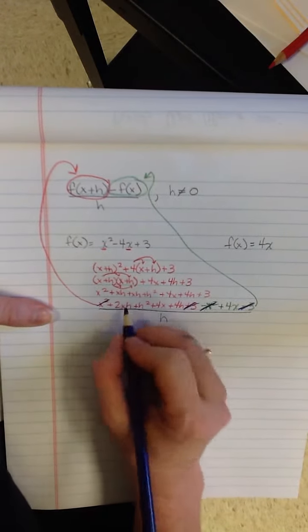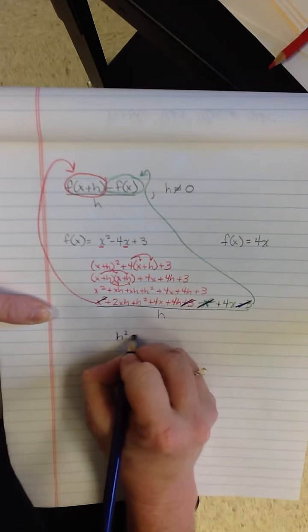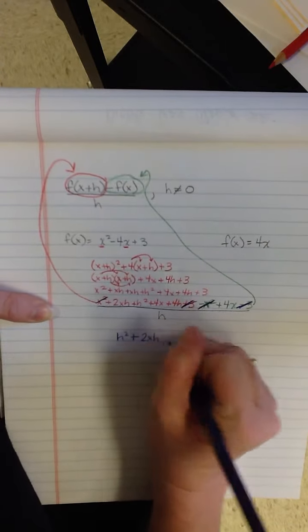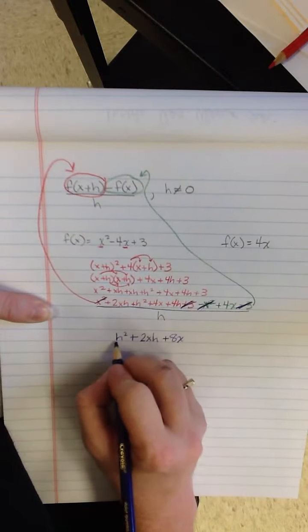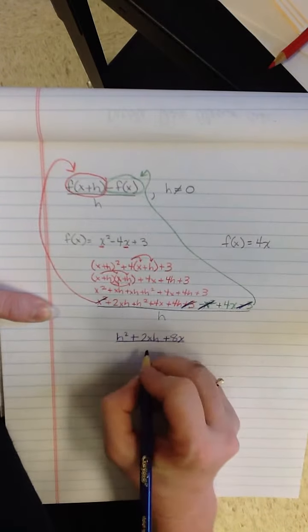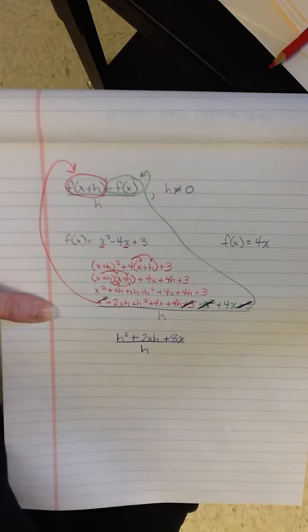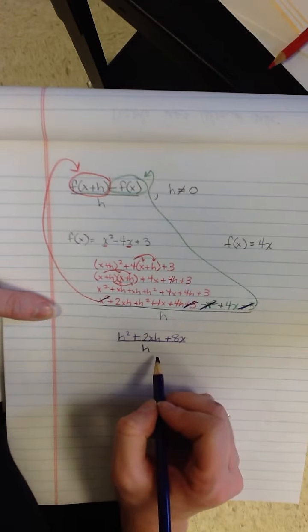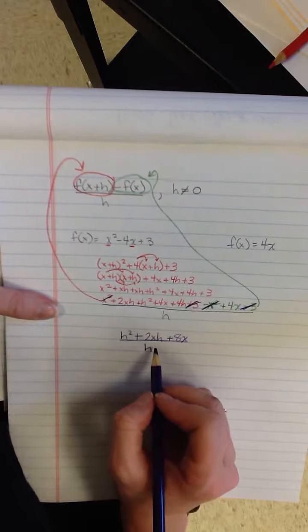So I'm going to rewrite it and at the same time rearrange it. So h squared plus 2xh minus 4h over h. And I'm going to check to see if there's anything that will factor out of this. In this case, there's not, so this is your final answer.